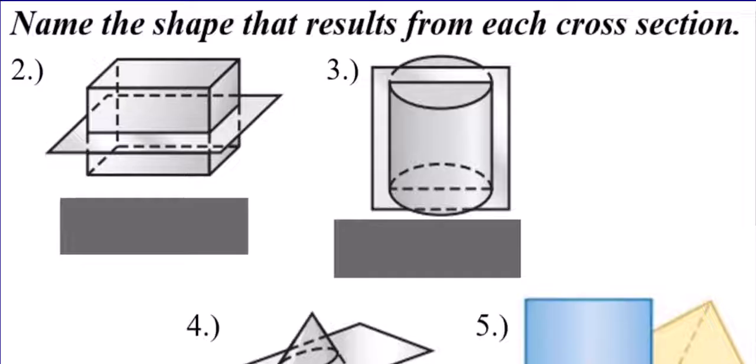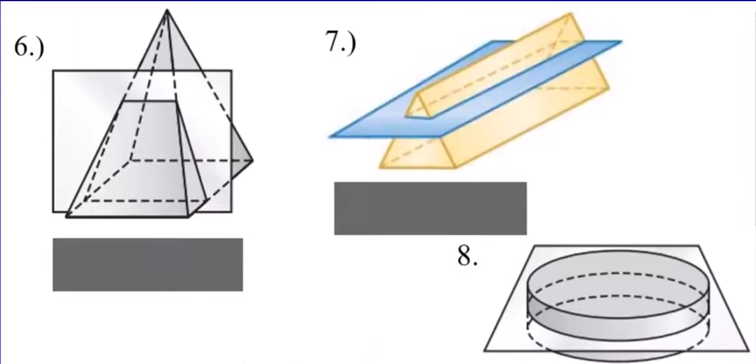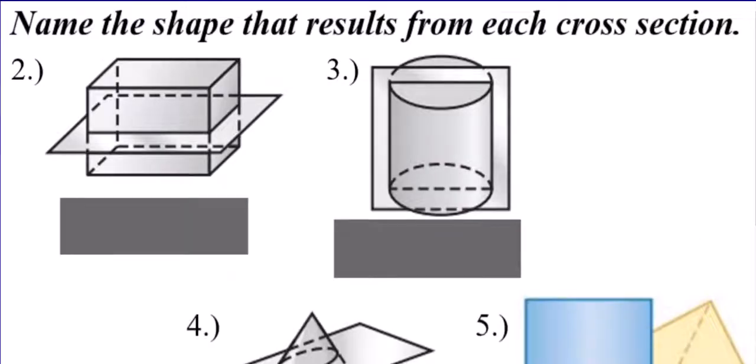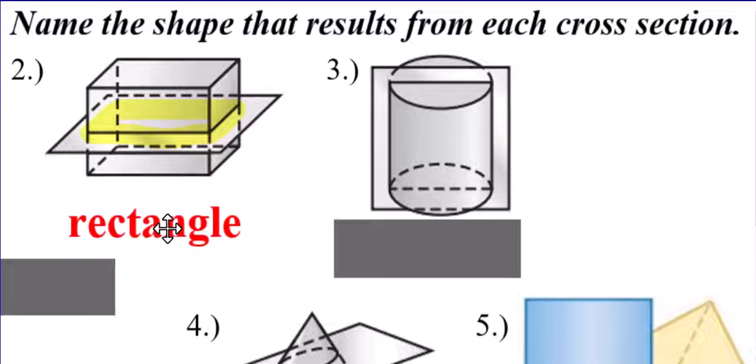Okay, did you already answer? Numbers 2, 3, 4, 5, 6, 7, and 8. If not, you better quickly finish them on your own. Hit pause, then hit play to see your answers. So number 2 has a horizontal slice parallel to the base. Well, the base is a rectangle, so this means this is also going to make a 1, 2, 3, 4 sided figure. It's going to be the same type of shape as the base, which would be a rectangle.